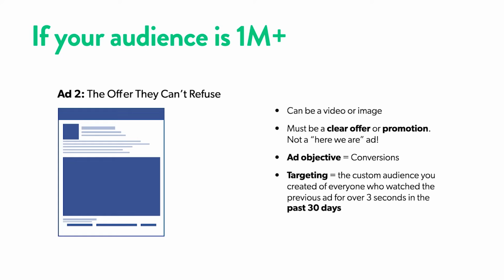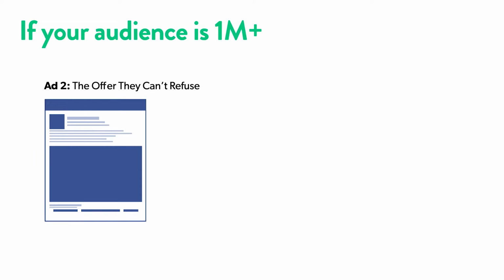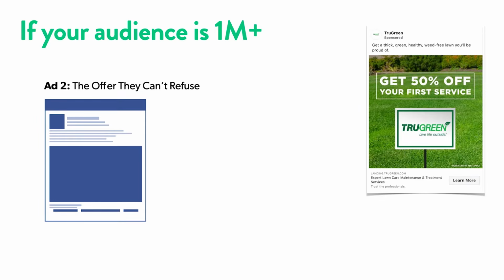Next, the targeting here is the custom audience that you created of everyone who watched the previous ad for over 3 seconds in the past 30 days. And I know it helps to see examples of all these ads, so I'm going to show you a few here. A good example of an offer they can't refuse would be something like this. Get 50% off your first service.